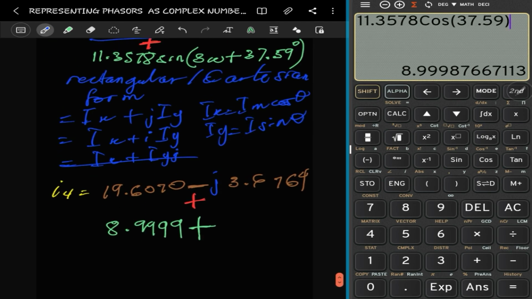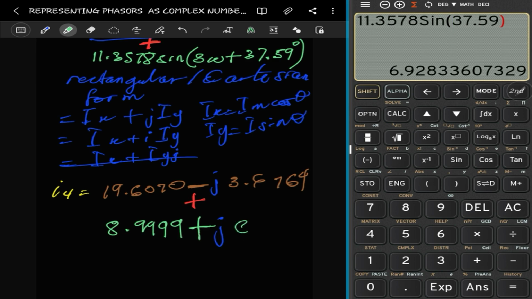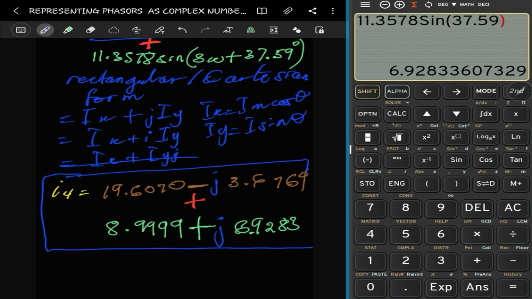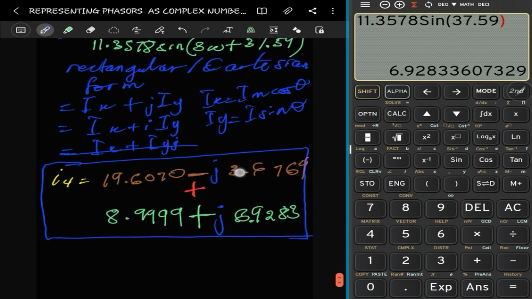And then you have our J, right? And the y side, we just change it to sine, and then we have this, so that's 6.9283. So that's the whole I4 that we had in example 2 in the rectangular or the Cartesian form, right? This is how it is, all this together. So if you have to do this in polar, it's very much straightforward. Transferring from this form to polar is easier, right? So that's what we say.